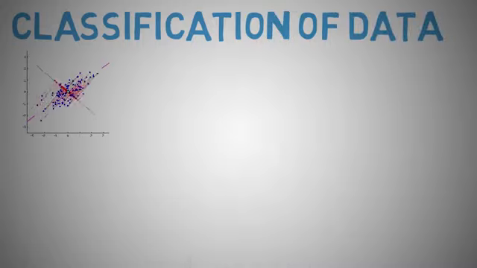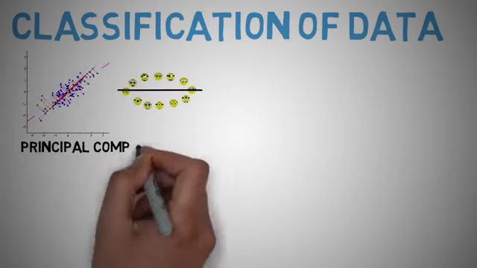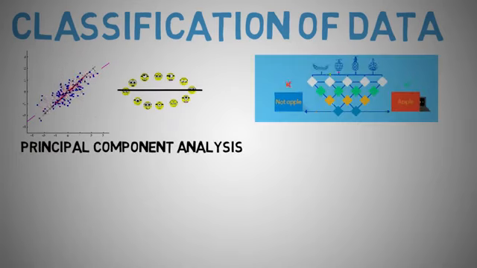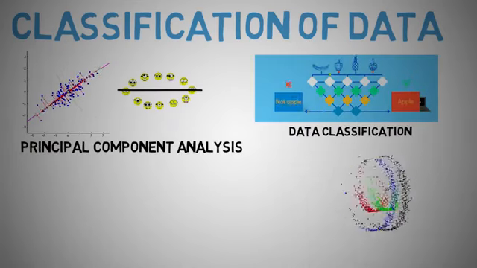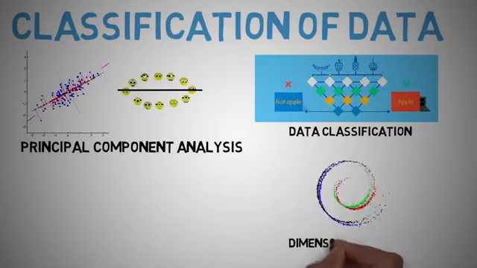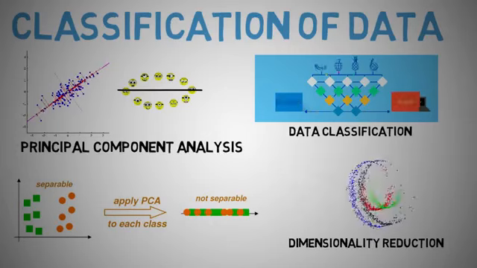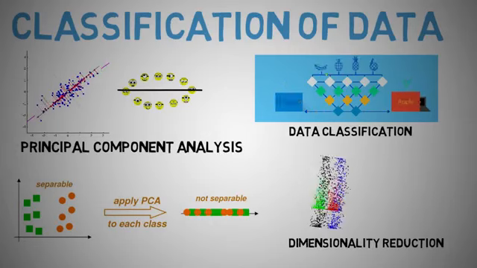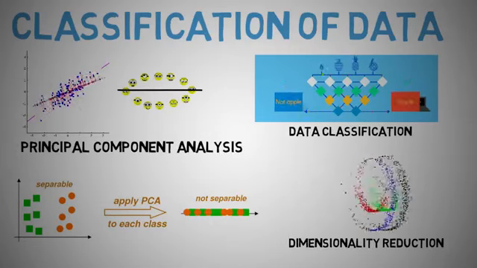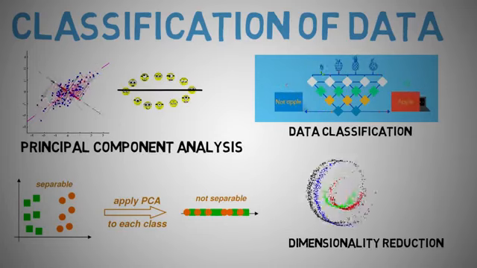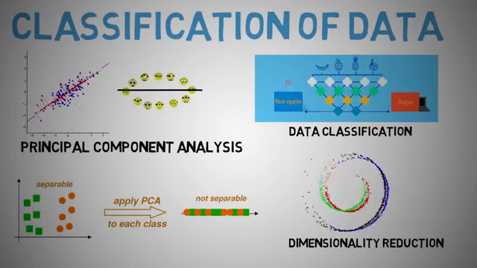There are many possible techniques for classification of data. Principal component analysis, or PCA, and linear discriminant analysis are two commonly used techniques for data classification and dimensionality reduction. PCA finds the most accurate data representation in a lower dimensional space. It projects the data in the directions of maximum variance. However, the directions of maximum variance may not be useful for classification.